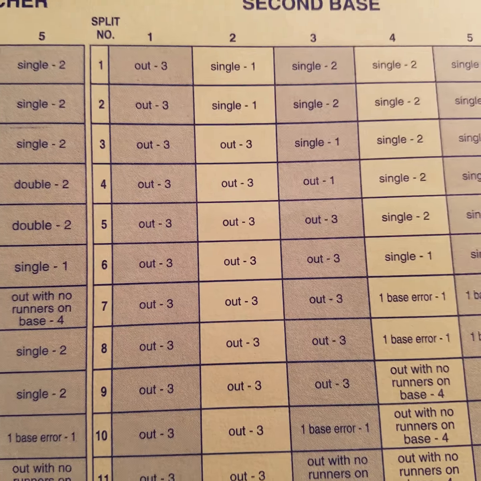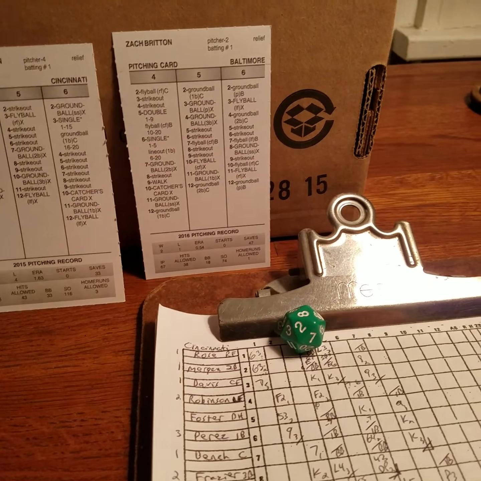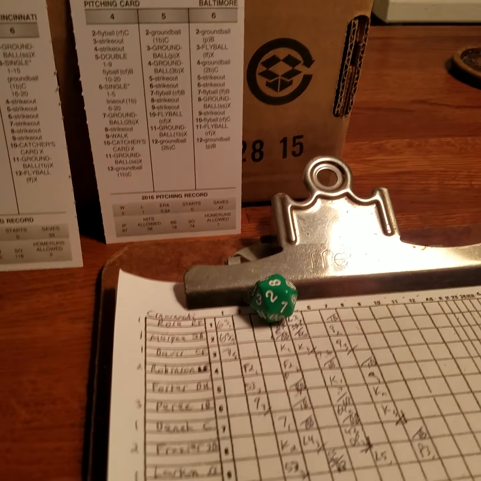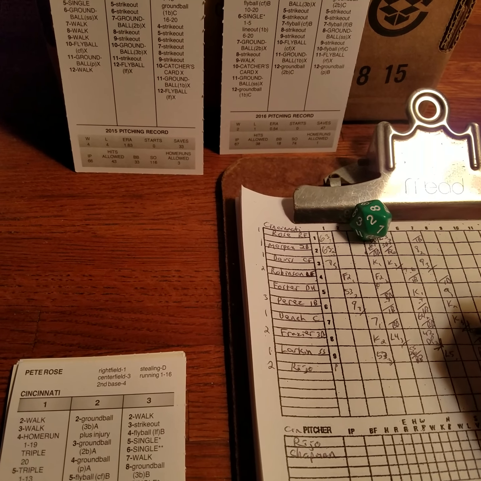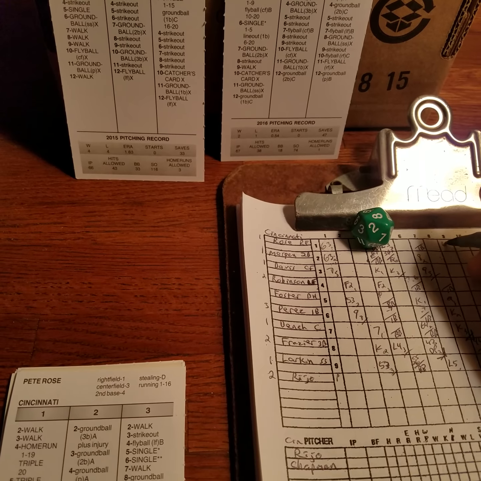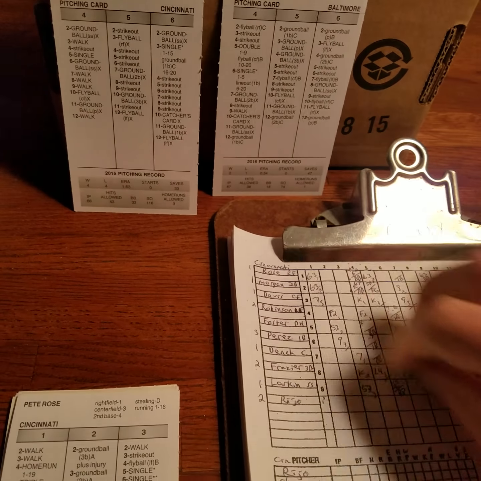Second baseman, a 2 and an 8 is out number 3. Out number 3, which is the double play. So it is a 4-6-3 double play to end the top of the ninth. We go to the bottom of the ninth.